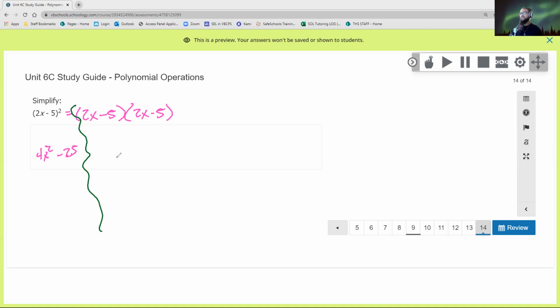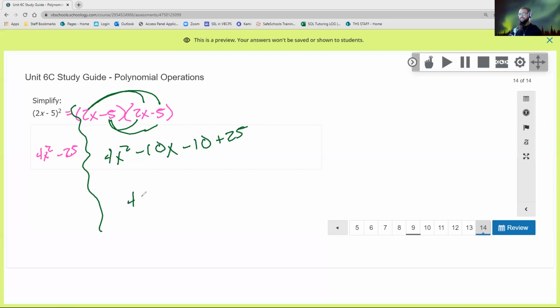When you expand it, you end up with a 4x squared. That's 2x times 2x, and then 2x times negative 5 is negative 10x. I guess I'm going to go ahead and do the whole thing. 2x times the negative 5 gives us a negative 10x, and then this negative 5 times this 2x gives us a negative 10x, and then negative 5 times negative 5 gives us positive 25, okay? So you see the difference in here when we combine this like term to write out our final simplified answer.